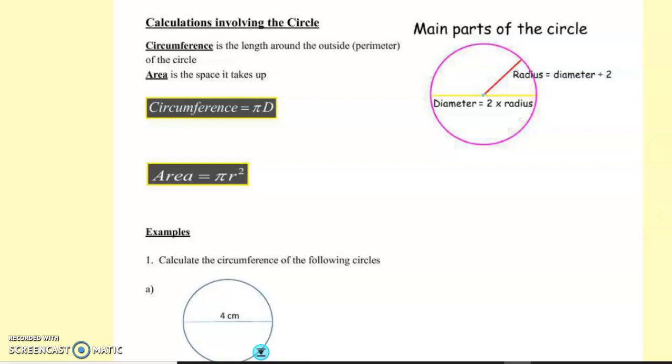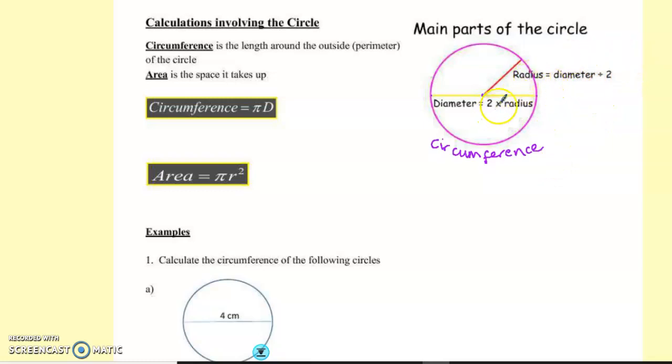So the main parts of the circle, just in case anyone needs a reminder. All the way around the outside of the circle, the bit in purple, that is called the circumference. Any line that goes from one side to the other and also goes through the middle is called a diameter. And any line that goes from the centre of a circle to the edge of the circle is called the radius.